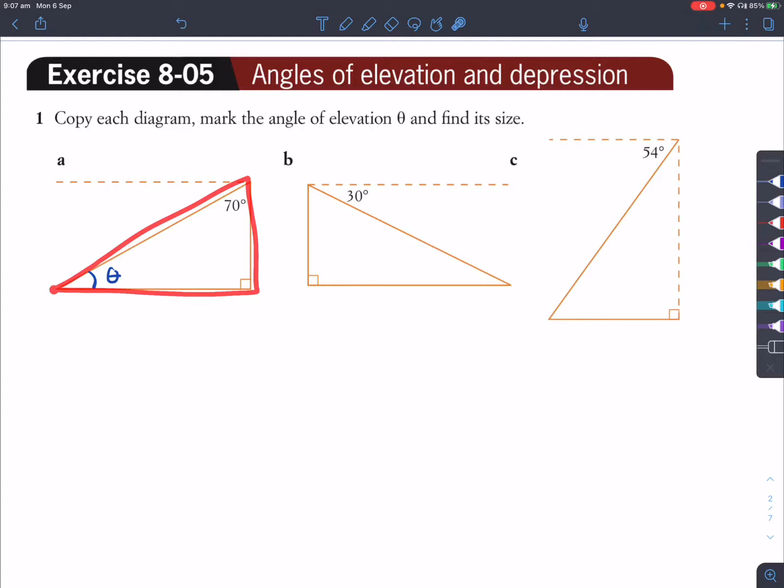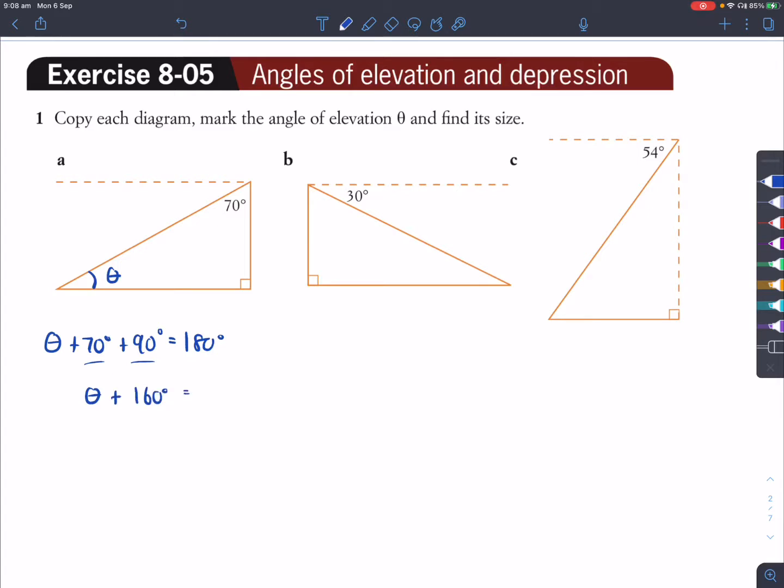And how you find that is by using the angle sum of a triangle. So we know that theta plus 70 degrees plus 90 degrees equals 180 degrees. That's the angle sum of a triangle. Now these two angles add up to become 160 degrees. Then we subtract 160 degrees from both sides, and so theta equals 20 degrees.